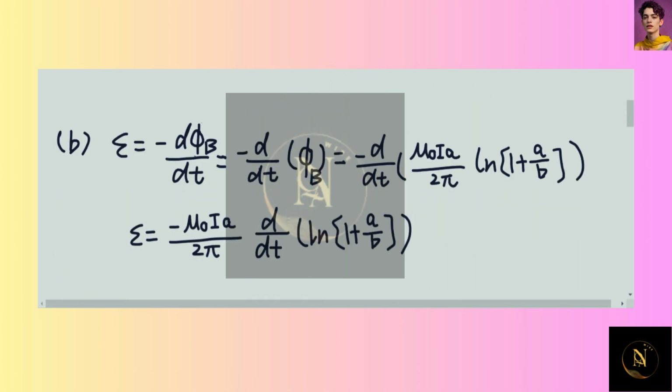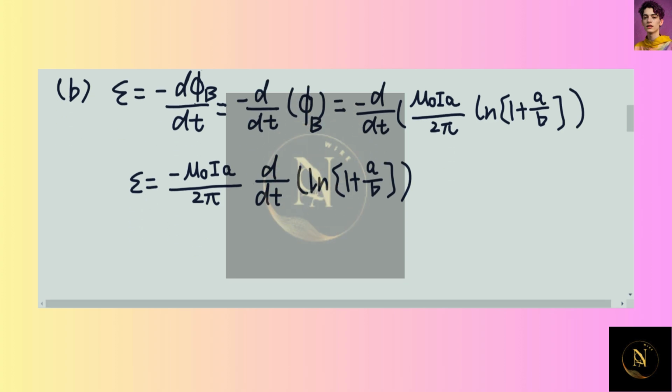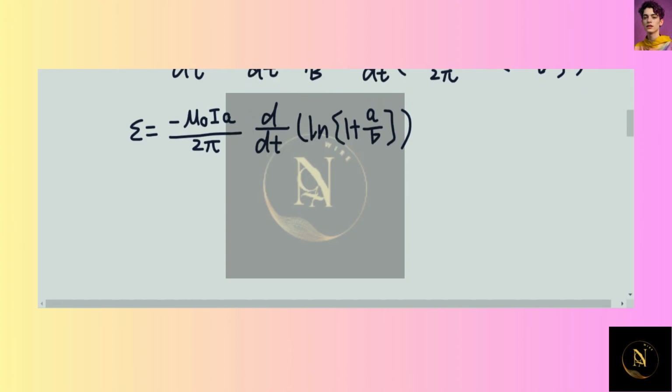And for the next question, we know the induced EMF is equal to the negative derivative of the magnetic flux over dt. So we have negative d over dt of the magnetic flux. Then we have negative d over dt, and what's inside is mu0 I over 2 pi times natural log 1 plus a over b. Therefore, eventually we'll have EMF is equal to negative mu0 I A over 2 pi, and then times d over dt of natural log 1 plus a over b. Then we can continue from here.